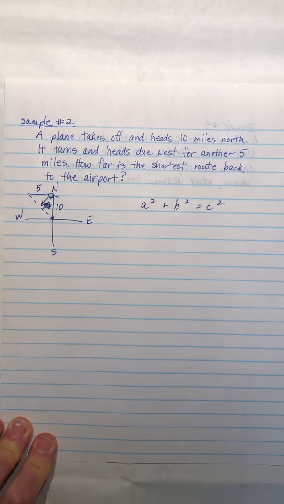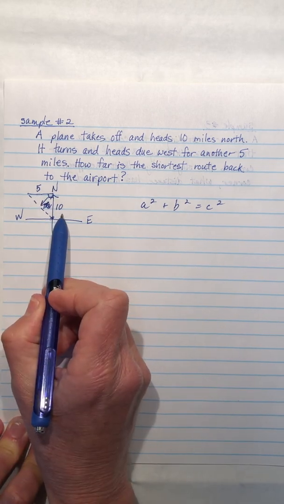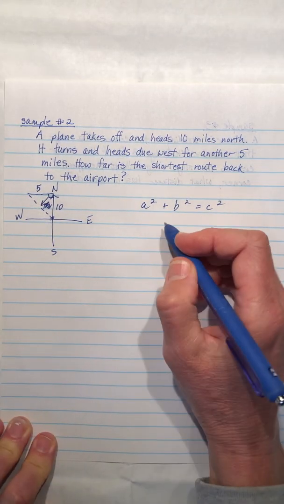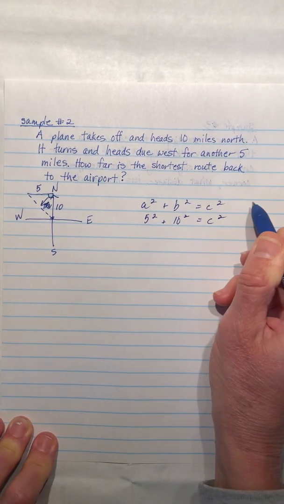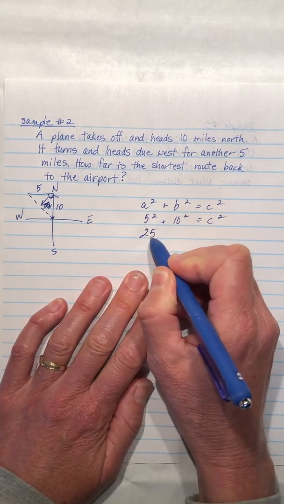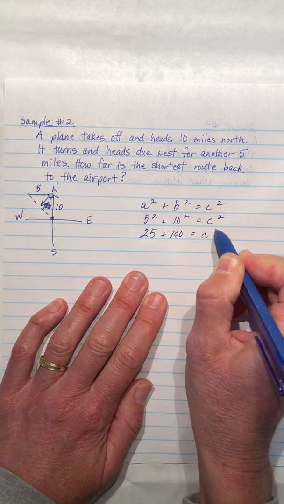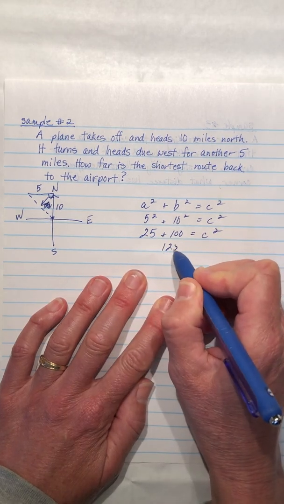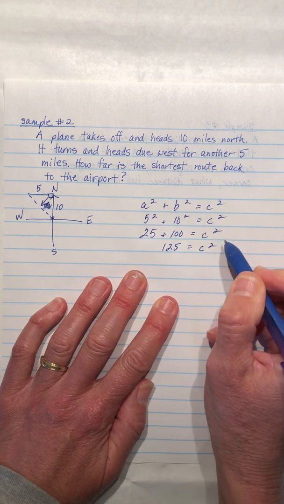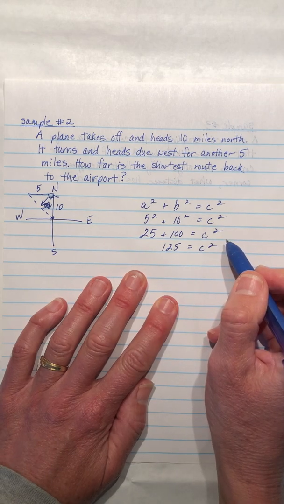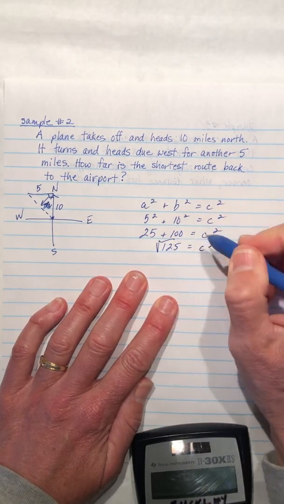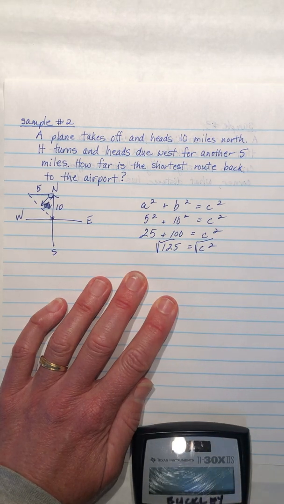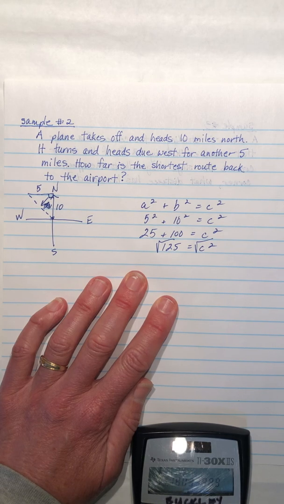again, is the hypotenuse. So we know that 5 and 10 are A and B, the legs. So 5 squared plus 10 squared equals C squared. 25 plus 100 equals C squared. 125 equals C squared. And the square root of 125, I didn't get this answer before. Square root of 125 is approximately 11.1.